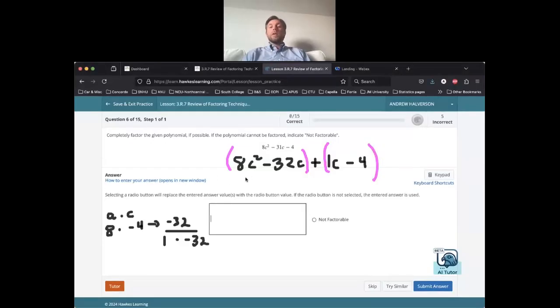I'll go ahead and do this one. You pull the GCF out of the first set of parentheses here, and that GCF is going to be 8. So I'm going to come down here. 8. Oh, I'm sorry, 8C. Not just an 8 in the C.